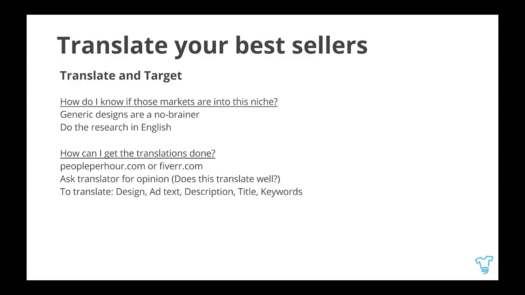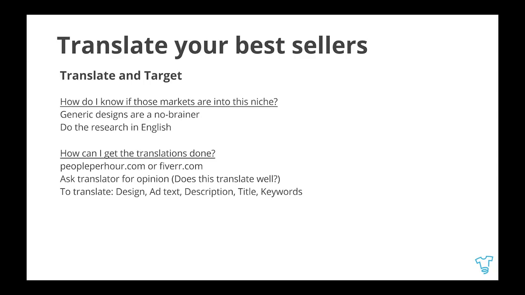Jokes, rhymes, and quotes in particular might not always translate the same way, so it's important to get your translator's opinion on these. Make sure to translate your design, campaign title and description, and ad text, and you can also ask them to translate some keywords for that niche. Those translated keywords can come in handy later on when you're setting up your targeting on Facebook.